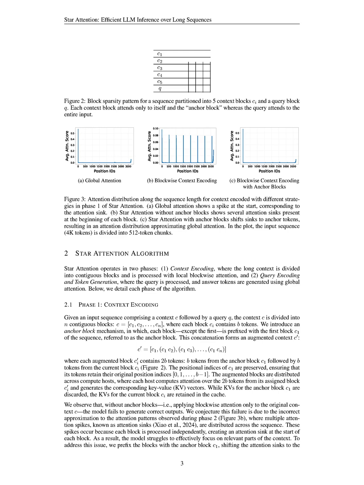In the first phase, context encoding, each block is prefixed with the first block, C_1, to form augmented blocks, C' equals C_1, C_1 C_2, C_1 C_3. Each host processes its assigned block, C_i, using local blockwise attention, generating key value KV vectors for C_2 and C_3, while discarding the KVs for the anchor block, C_1.